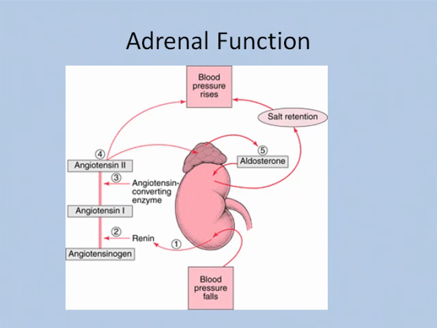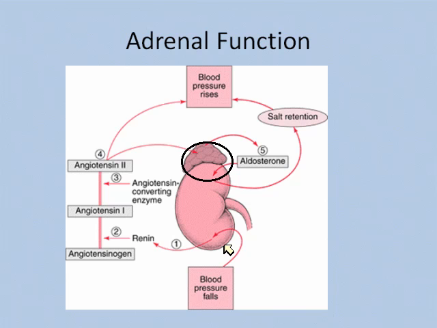Looking at adrenal function next. The adrenal gland, as you can see here, is sitting up on top of the kidney. He just sits up there all nice and happy. He responds to blood pressure. So let's start at the bottom. If you have blood pressure that falls, your kidneys are going to make note of that.